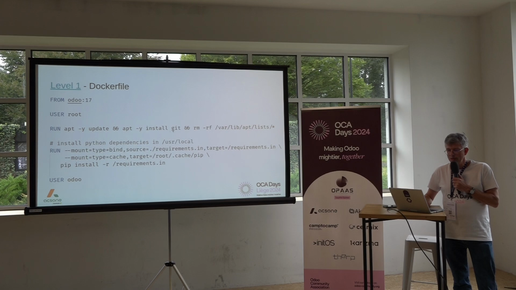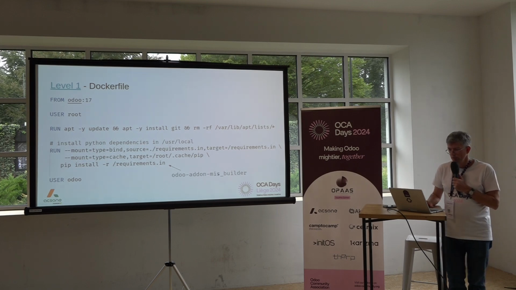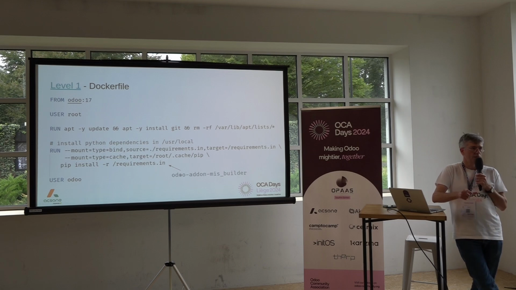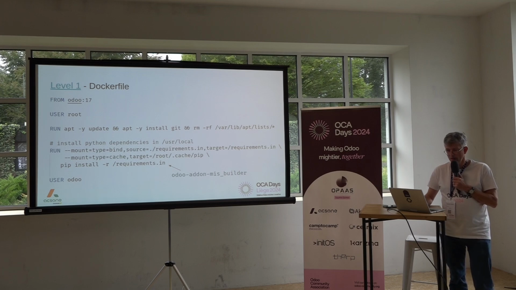Then I install Git because we'll need it later to install from a pull request. And then here, it's just a pip install of a file, requirements.in, which in my demo contains just one add-on. And the principle, at least since version 15, is that once you have the OCA add-on name, you prefix it with odoo-addon-, and that gives you the name of the package on PyPI.